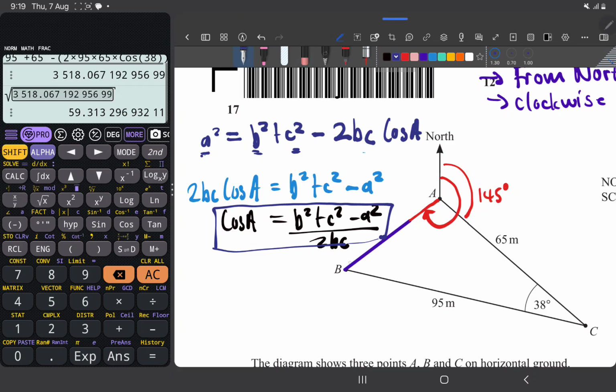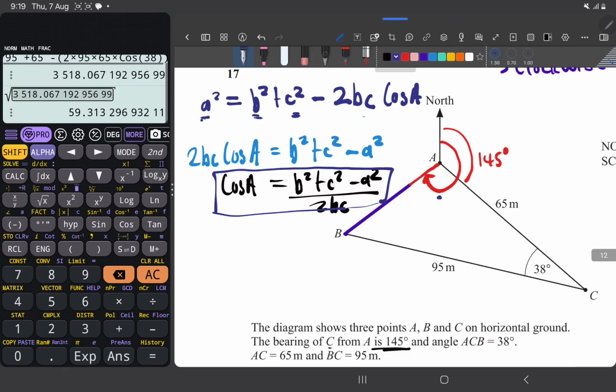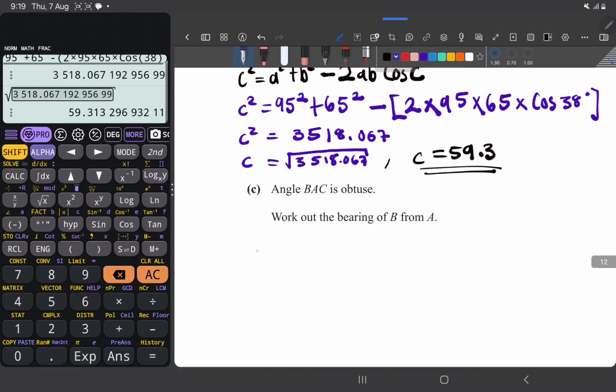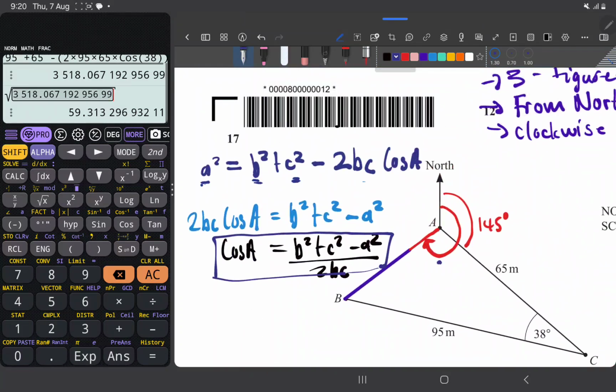Okay, if we're looking for an angle at B, then we would change the letters. But our angle is actually at A, so that's the one we're going to use. So you just say cos A is equal to b squared plus c squared, the other sides, minus a squared, over 2bc. You can see it here. You can just take it from there.